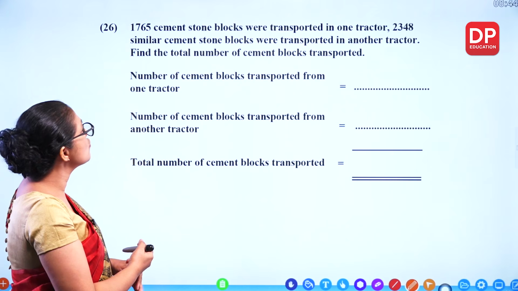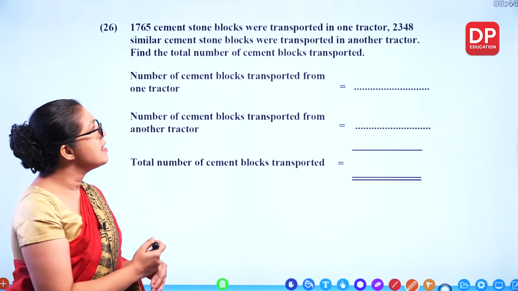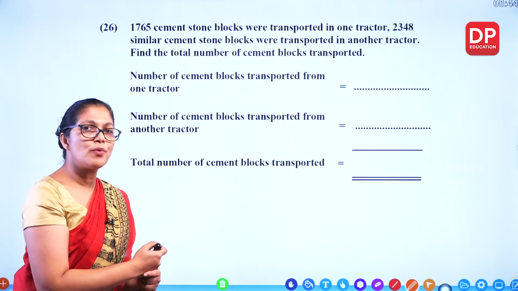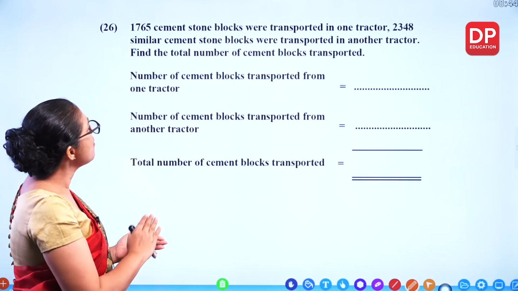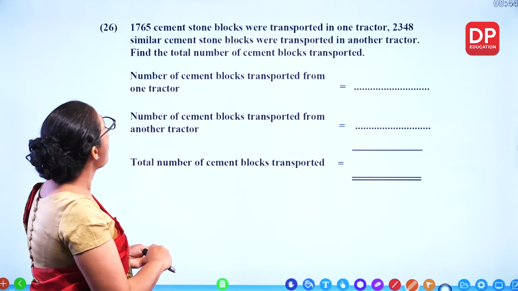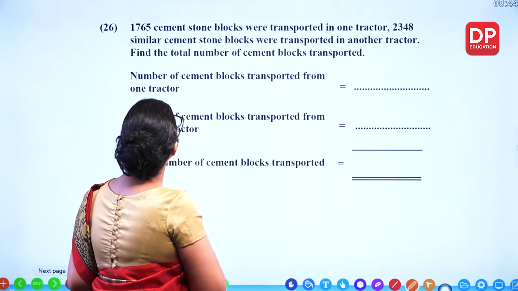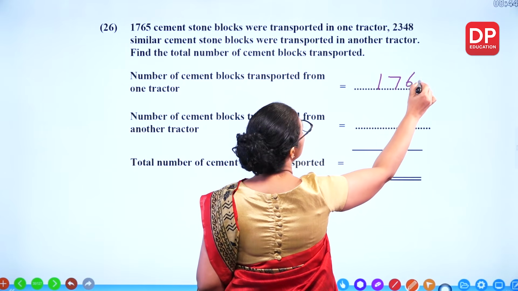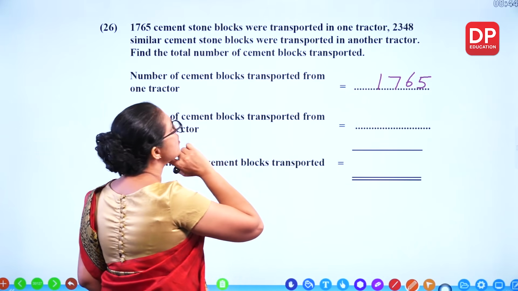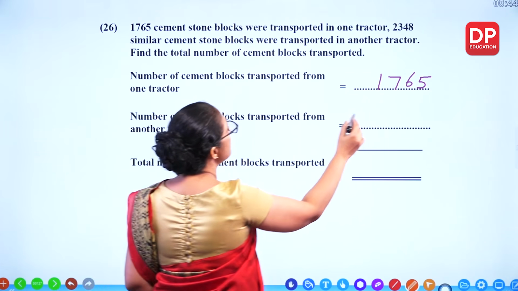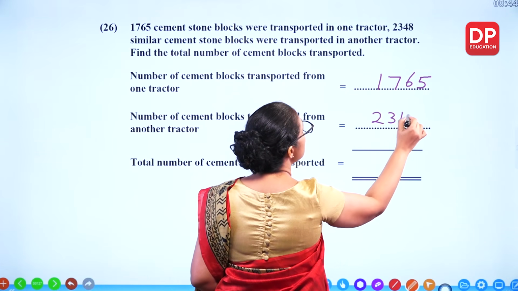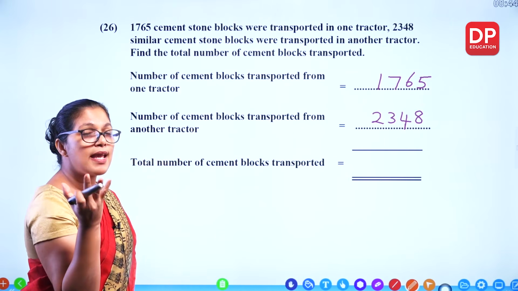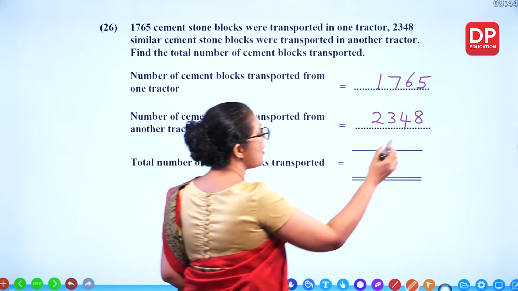2,348 similar cement stone blocks were transported in another tractor. Find the total number of cement blocks transported. In the first tractor, how many cement blocks were transported? 1,765. In the second tractor, 2,348. Now, if you want the total, that means take the addition of the two numbers.